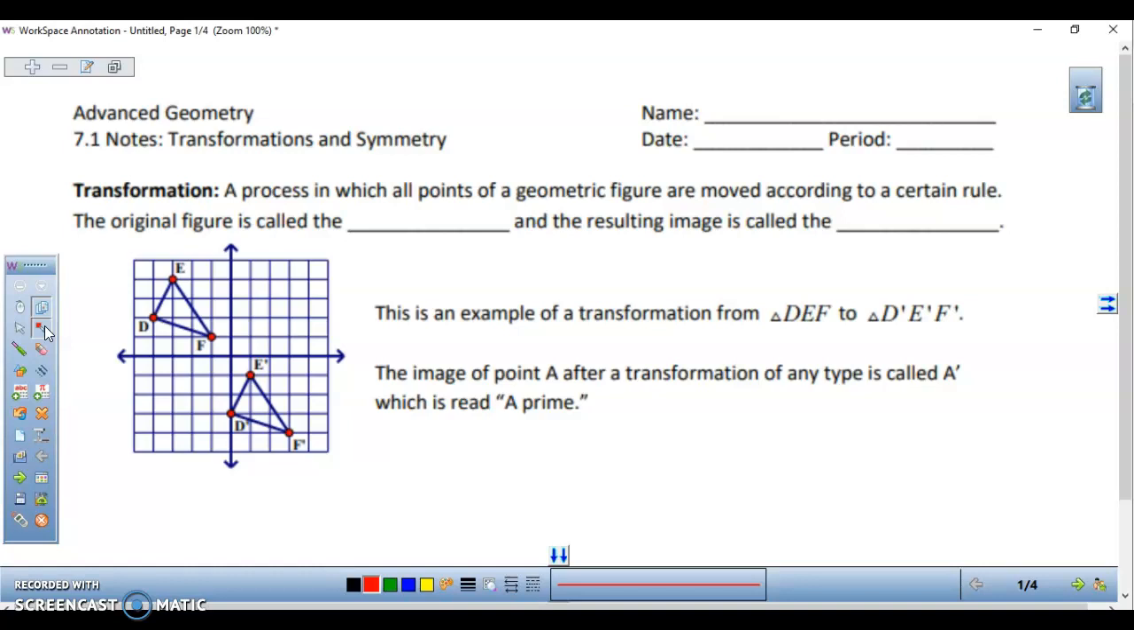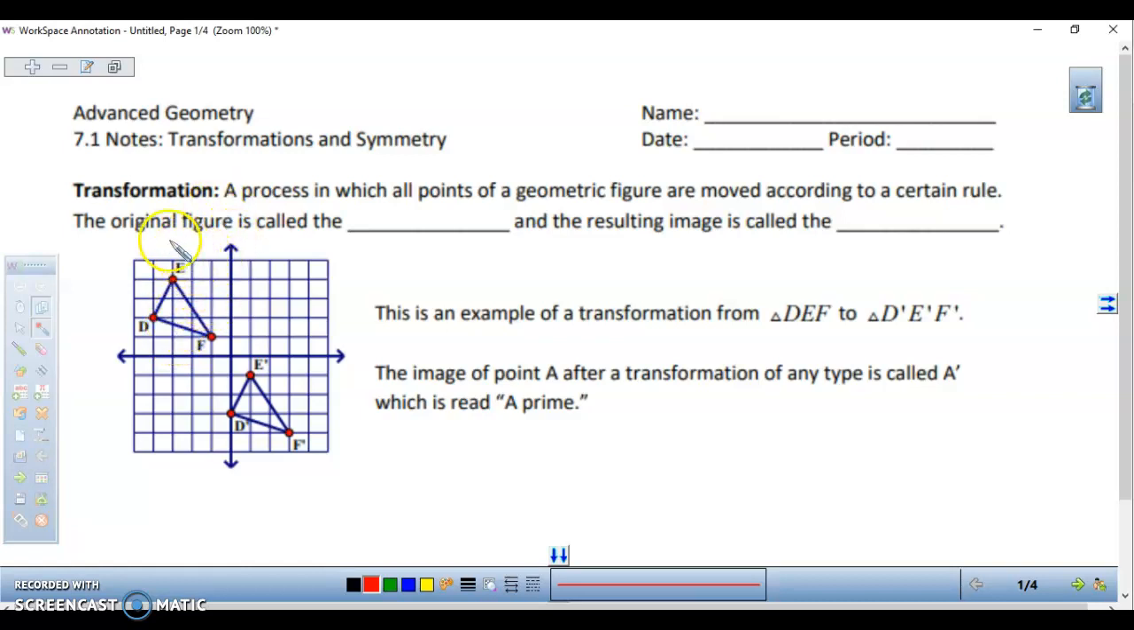So a transformation is a process in which all points of a geometric figure are moved according to a certain rule. So you're starting off with some geometric figure, like in this case it's a triangle, all right? And then I'm going to do something to that triangle, which kind of moves it, maybe flips it, maybe changes its size, all following a certain rule.